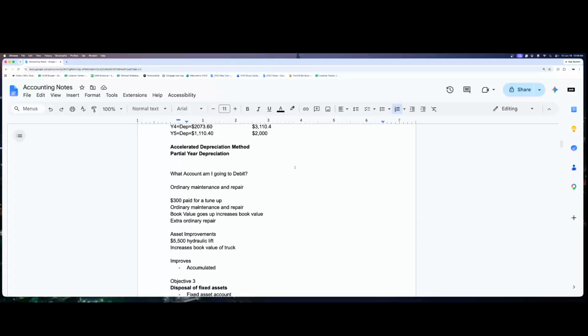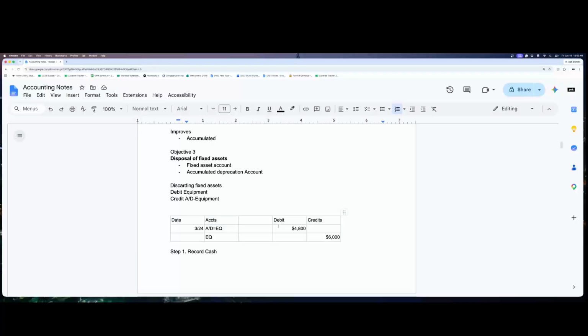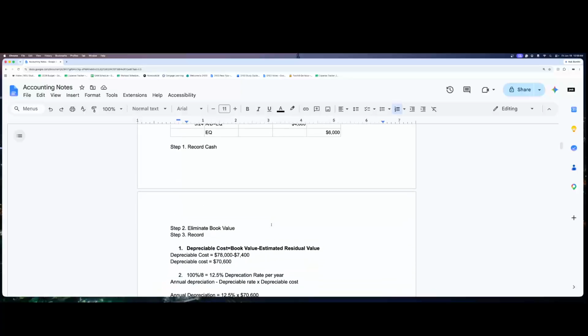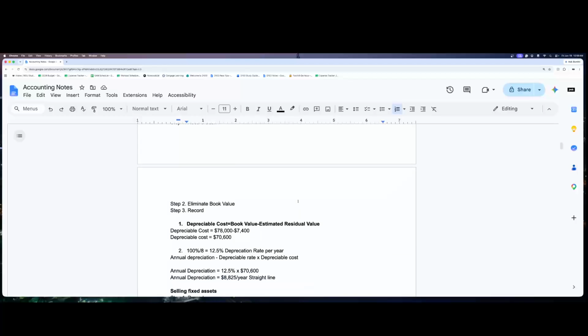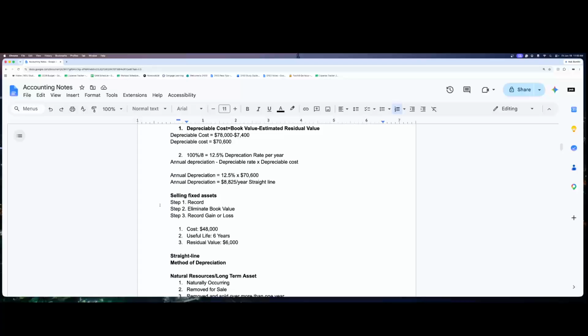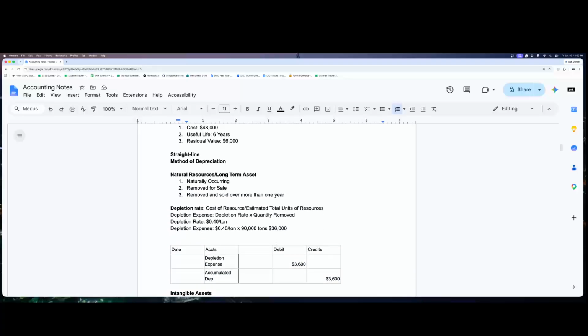So there's also things such as disposal of fixed assets. Okay. Depreciation cost equals book value minus estimated residual value. Selling fixed assets. Important: how to calculate depletion, like natural resources and how these naturally deplete.